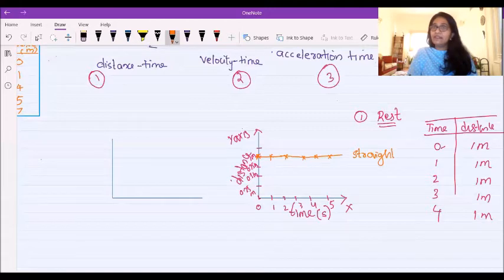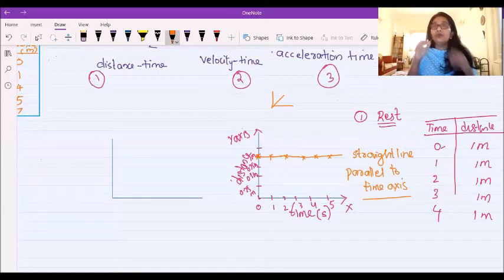Straight lines can be of different types. I can draw a straight line like this also. This is also a straight line. Is it like that? No. So you should be a little more specific. So it is a straight line parallel to whom? Parallel to the time axis or x-axis. You can write this. This is how we have to do it.